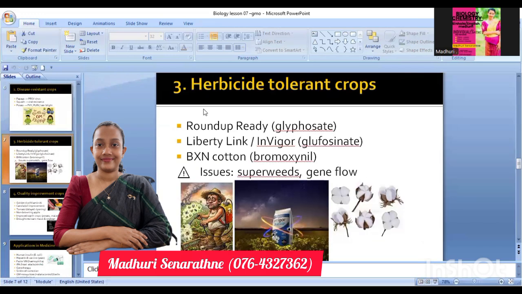Third one, herbicide tolerant crops. Herbicide tolerant crops allow farmers to spray weed killers without damaging the crops. Examples include Roundup Ready, Liberty Link, BXN cotton. However, repeated use may lead to the development of superweeds. Development of superweeds is an issue. Another one is gene flow.